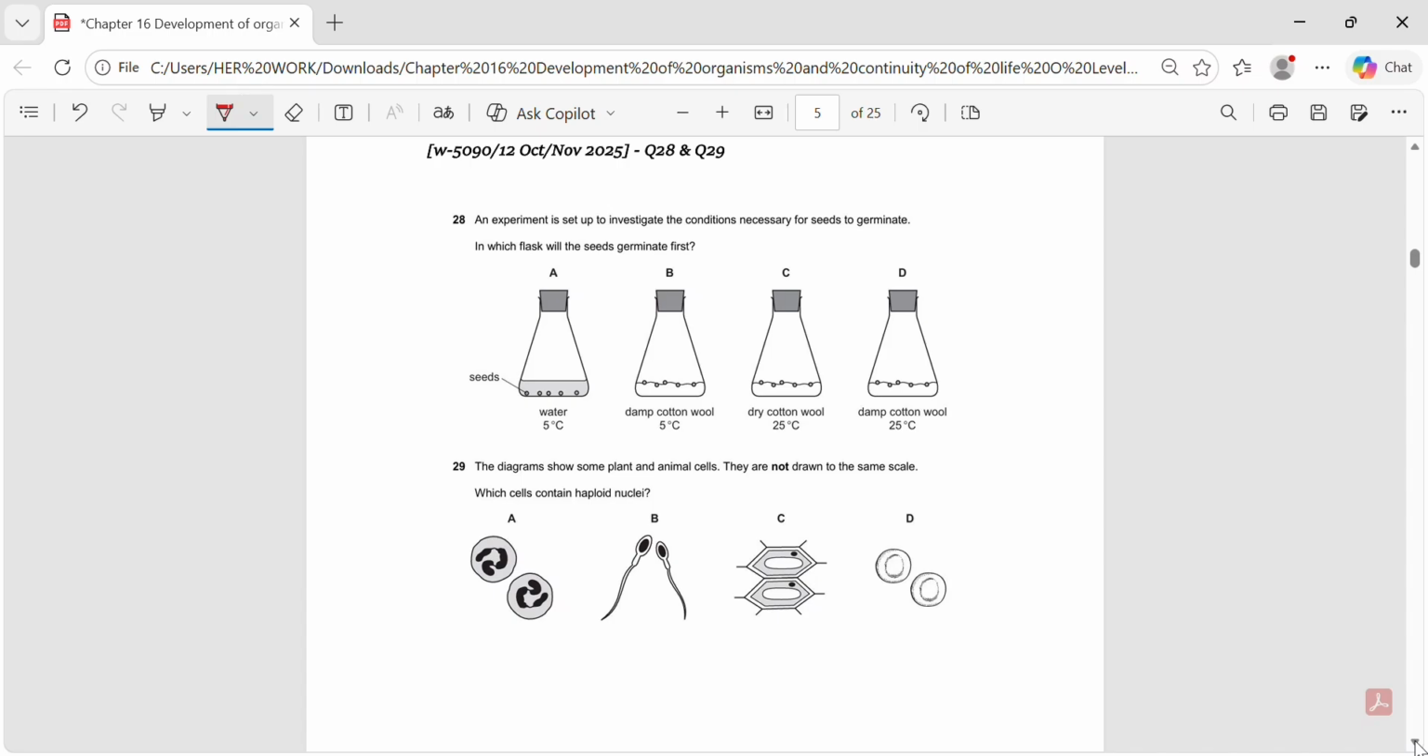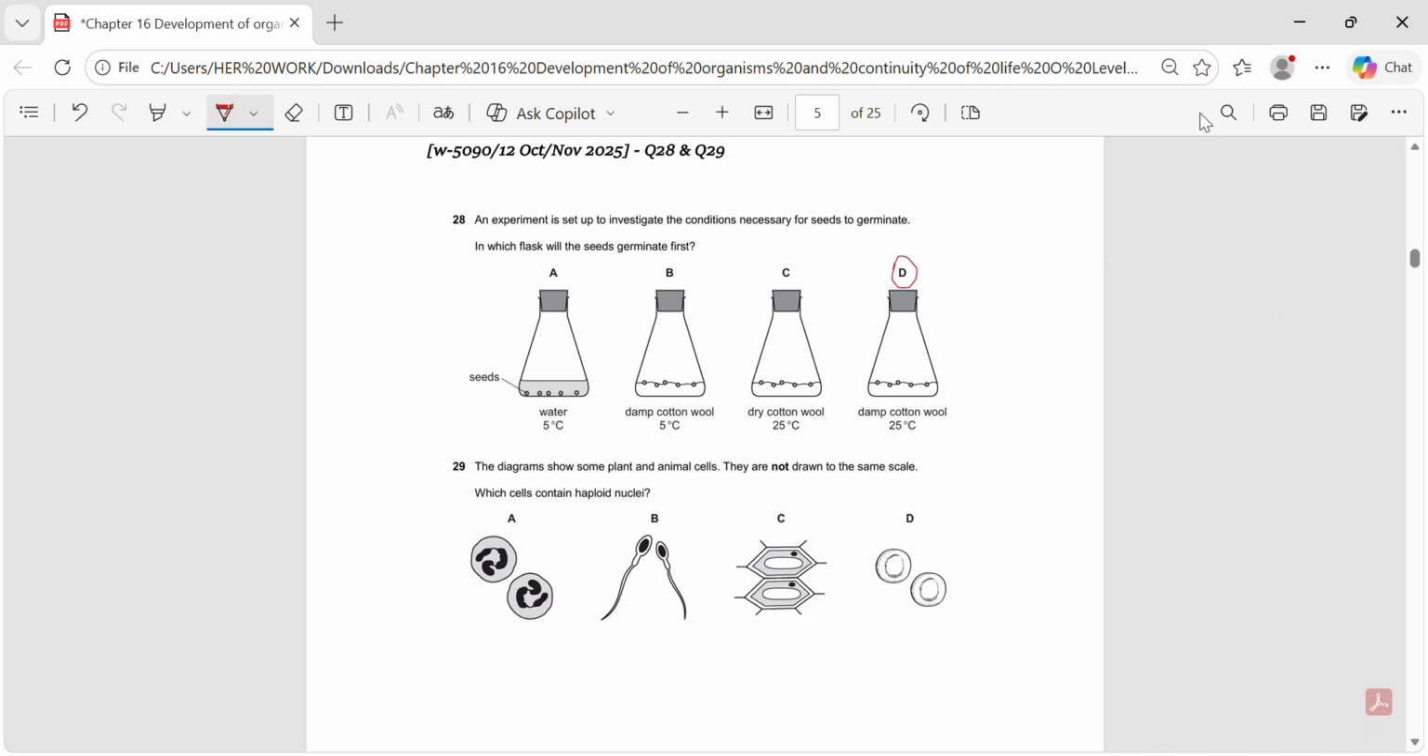Now, this question is testing the conditions required for germination. Seeds need moisture, oxygen, and a suitable temperature to germinate. Damp cotton wool provides the moisture, and 25 degrees Celsius is an ideal temperature, so seeds will germinate fastest under these conditions. The correct answer is D. Damp cotton wool, 25 degrees Celsius.